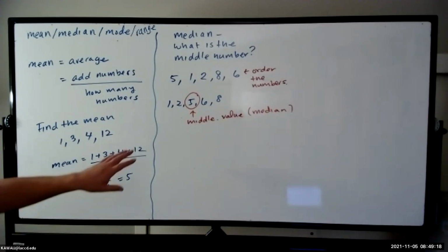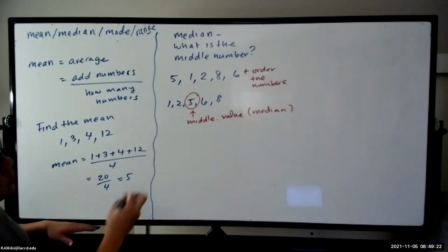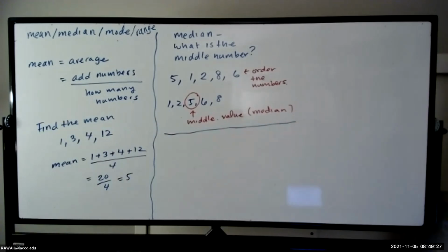But the problem is, what happens when I have an even number of numbers? Okay, so that's what we're going to do next. Right? So let me give everyone a chance to copy.